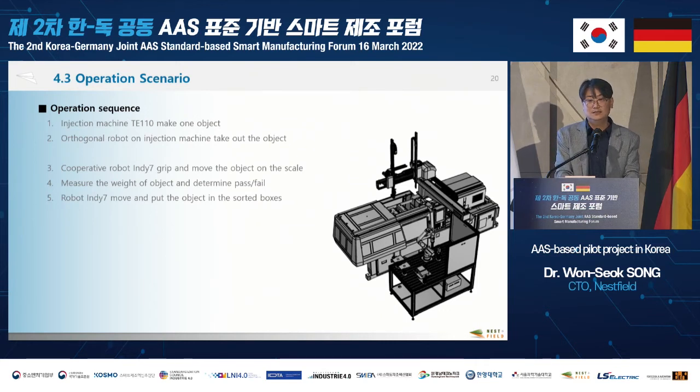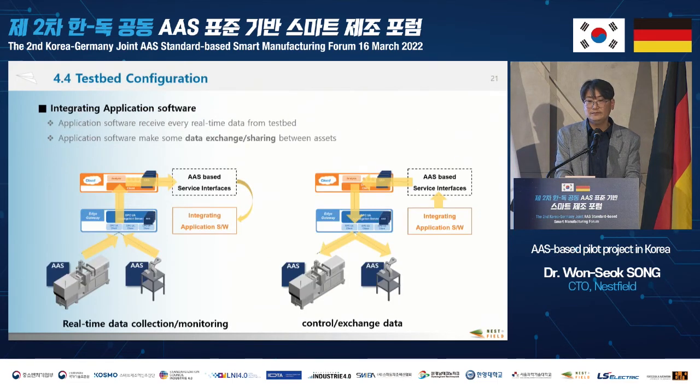This is the operation scenario. The injection machine is making a product. A small object or product will be made. Once the product is made, the robot will pick up the product and put it onto the robot stack. Then the robot will pick up the product and move it to the scale. It's going to be weighed to determine whether it is pass or fail. Based on the information, the robot picks up the product once again and puts it into either the pass or fail box.